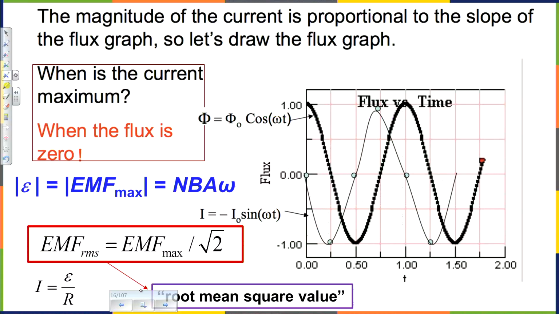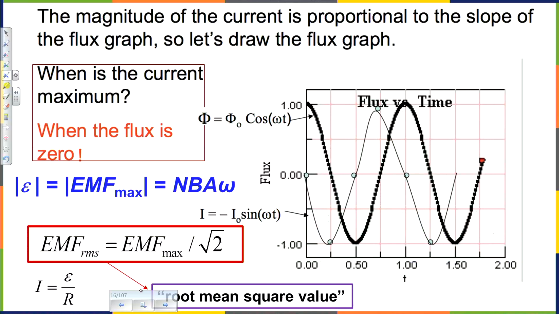Once in the past we've used this name, RMS, root mean square. Now we can give an official definition. That's why we call it root mean square, because it's just maximum divided by square root of 2. That's it. So it's not a very important value for us, just a name.